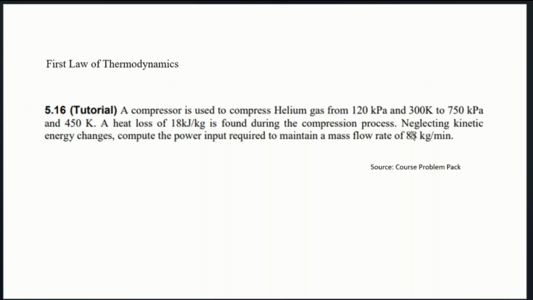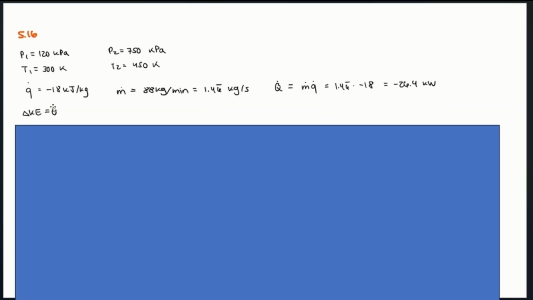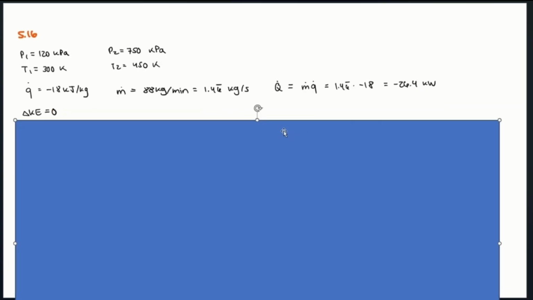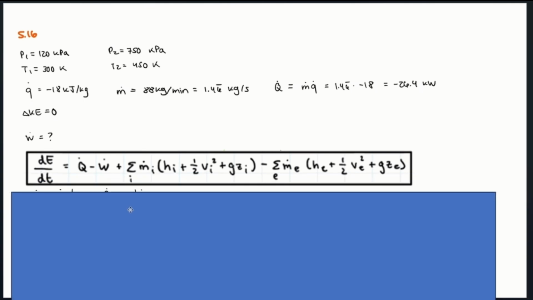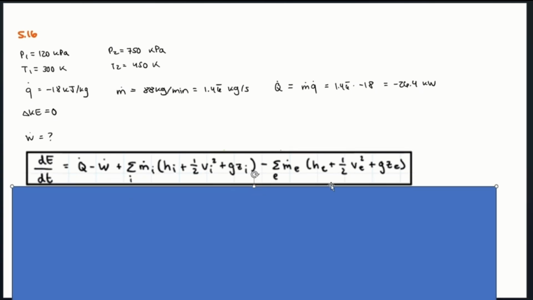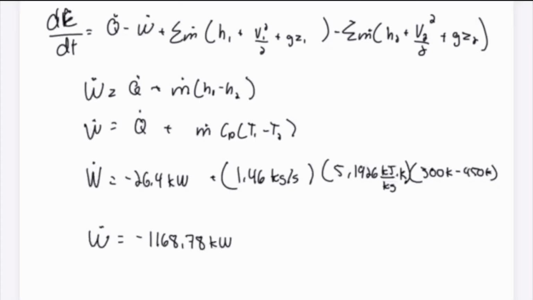And as the problem states, the kinetic energy is neglected, so the KE will be 0. And then the problem is asking us to find the power input, which is W. And since this is an open system, this is the equation that we need to use to solve the problem. And also, it is a steady flow process, so dE over dt is going to be 0.